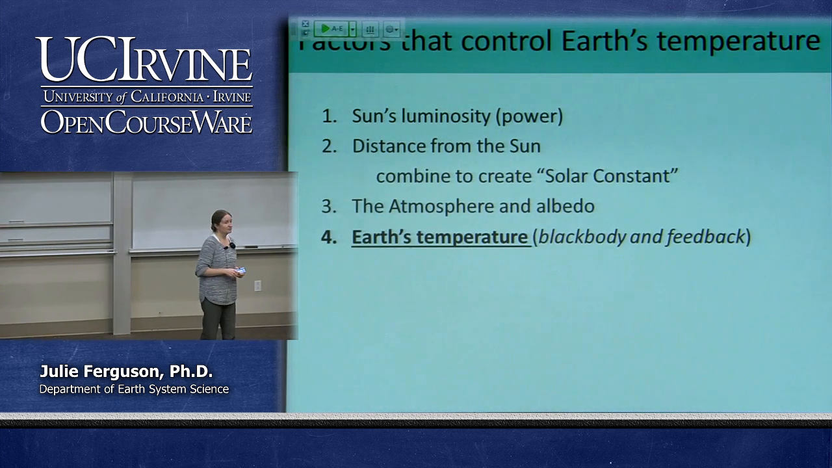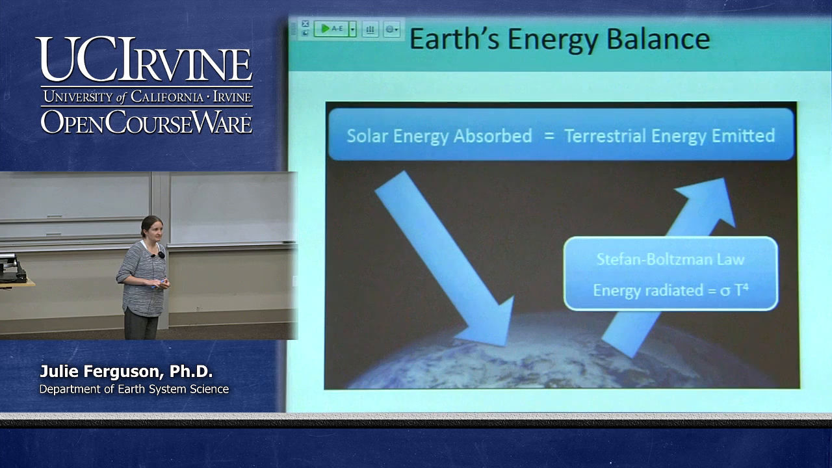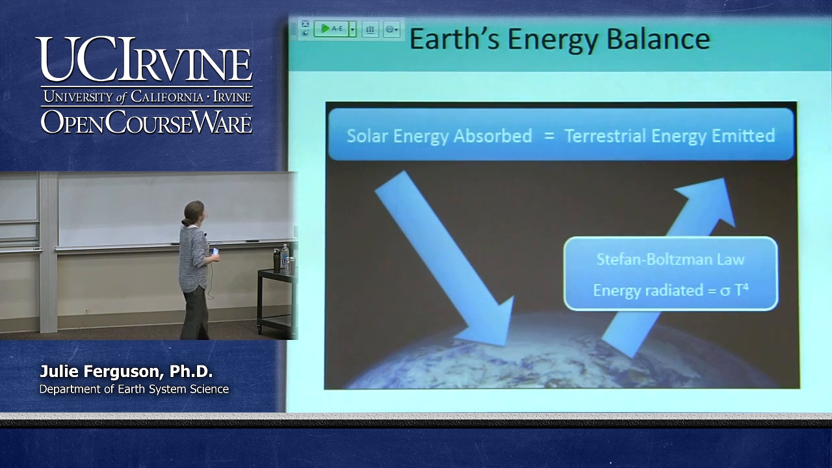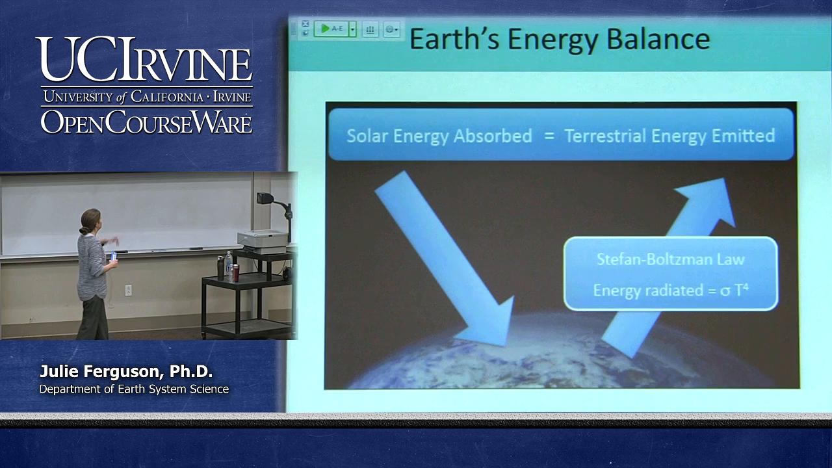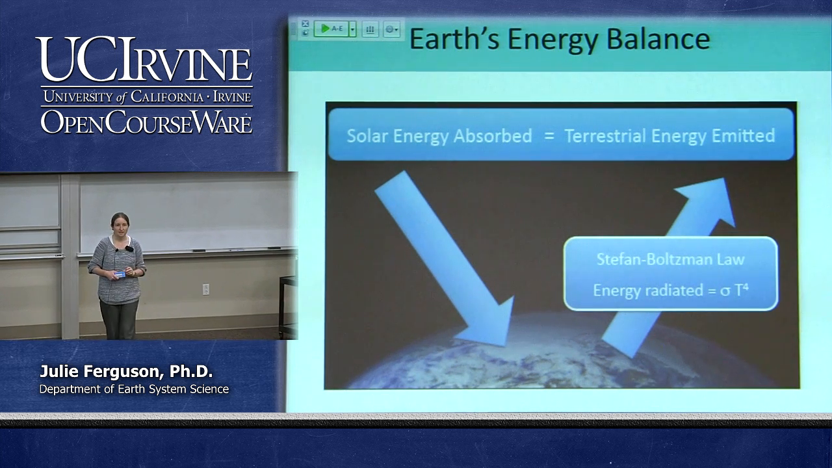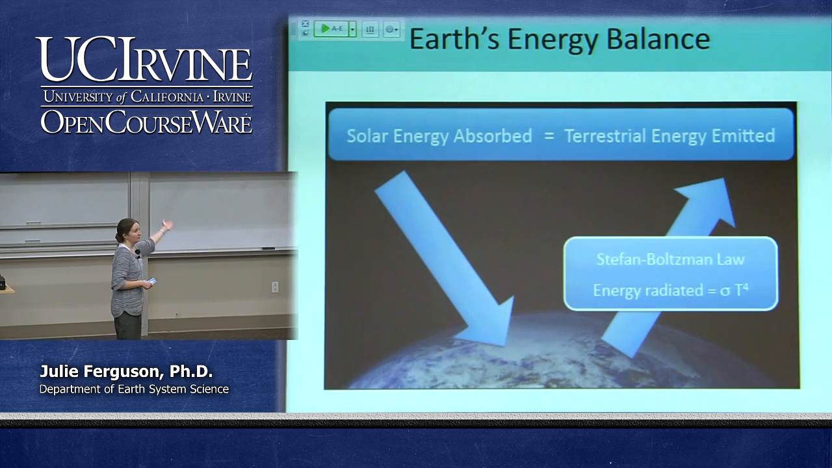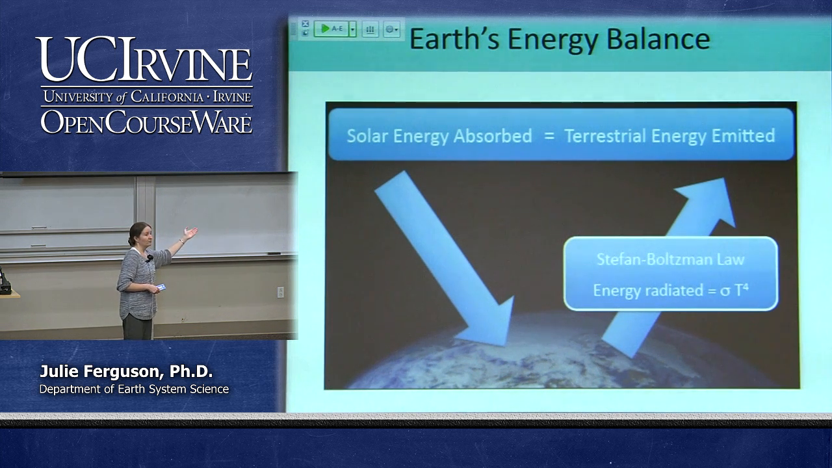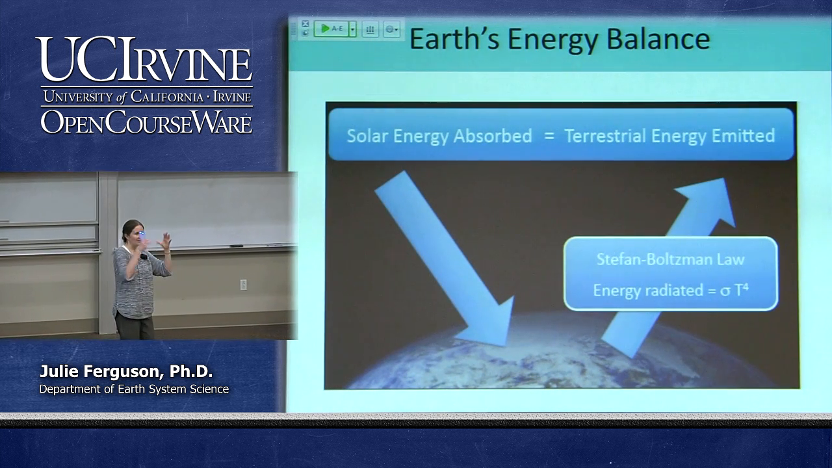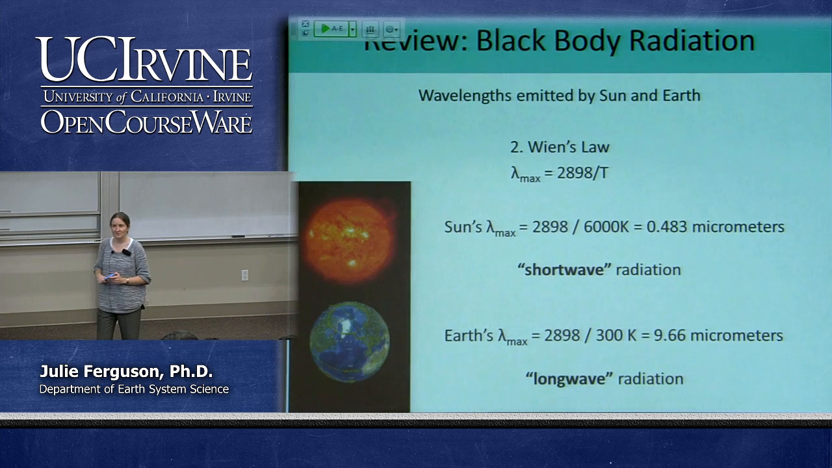Okay, so Earth's temperature is also a factor that controls Earth's temperature. So feedback. And the idea is that we reach an energy balance. What comes in from the sun, what we absorb from the sun, is equal to the amount of energy that we emit. And the amount of energy that we emit is again related to that Stefan-Boltzmann law we looked at earlier: energy radiated equals the Stefan-Boltzmann constant times the temperature of Earth to the power 4. So if we increase the amount of energy we absorb, we're going to increase our temperature, but that will therefore also increase the amount we emit. So we always find this balance, and that balance means that, at least on an annual average over the whole Earth, we're in balance.